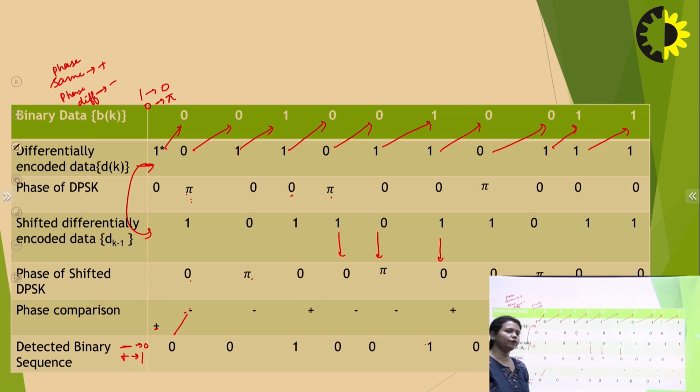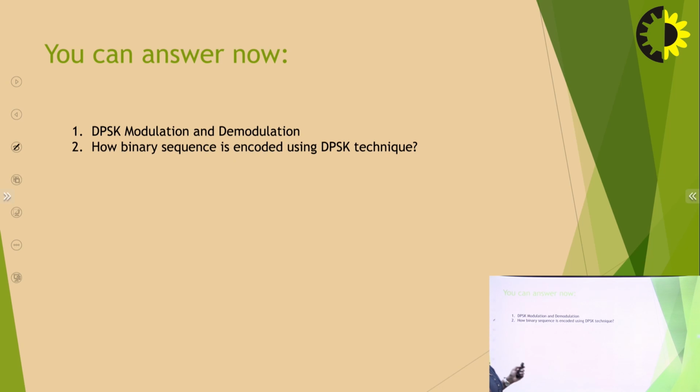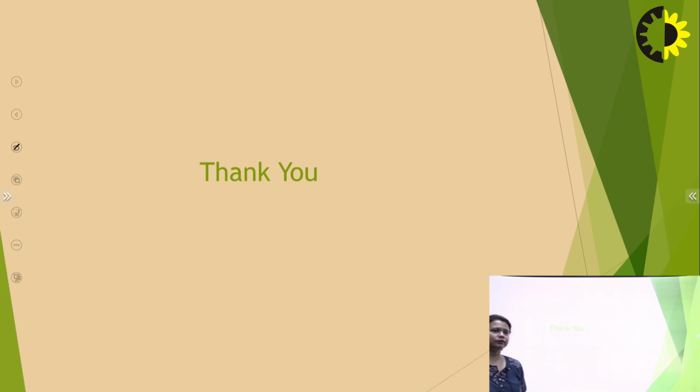So this is how we need to encode using this particular DPSK. Then I think you can now answer DPSK modulation and demodulation, and how a binary sequence is encoded using the DPSK technique. So thank you.